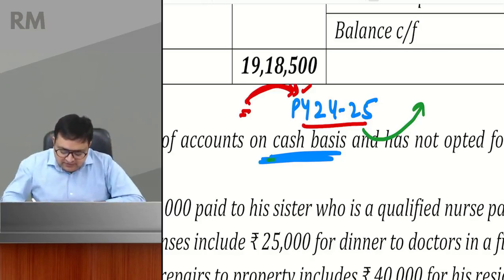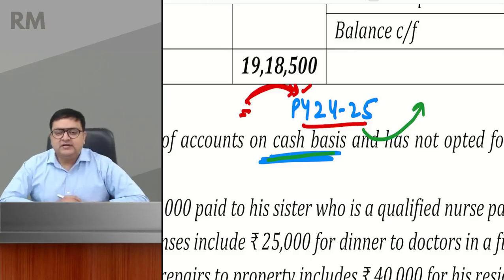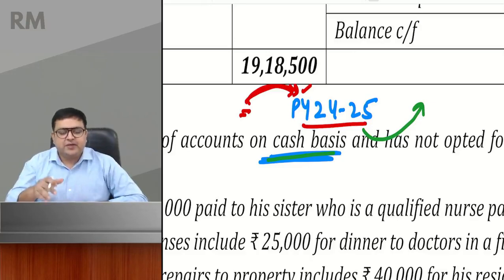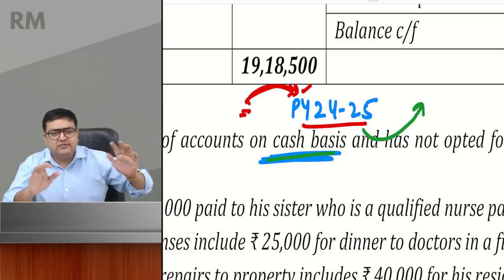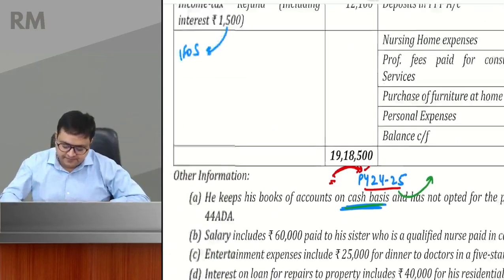Now tell me if it is given specifically that the assessee is maintaining on cash basis. So whatever he received might relate to another year also, doesn't matter. It is this year income.